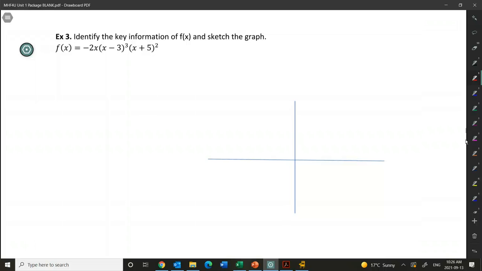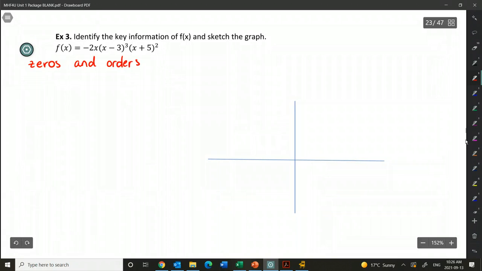So rather than having to expand something like this out, I'm going to show you guys a little trick to find the degree and the leading coefficient. So the first thing that I want to do in this one is find the zeros and their orders because that's going to help us with our degree. So let's start with that since we're in factored form.